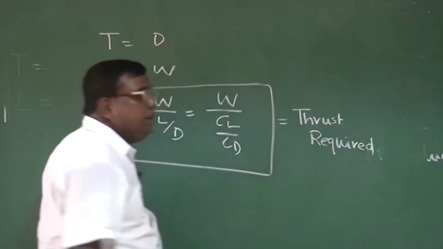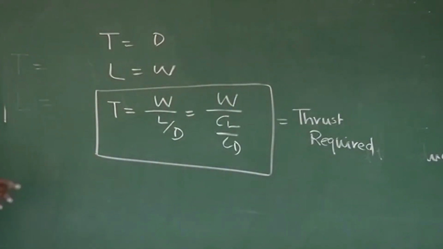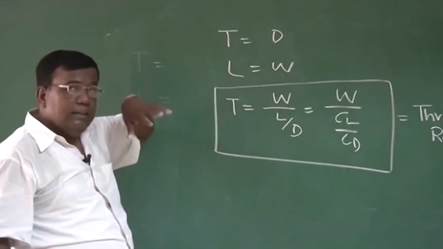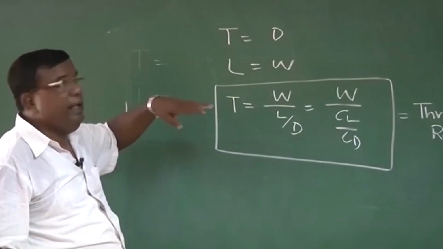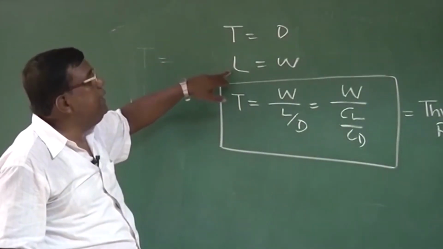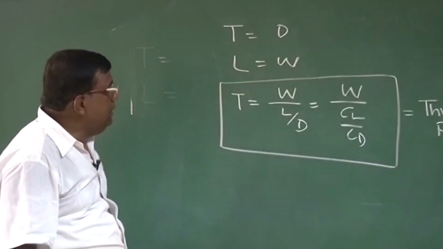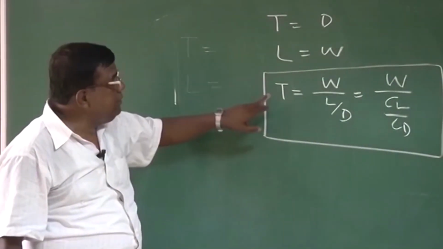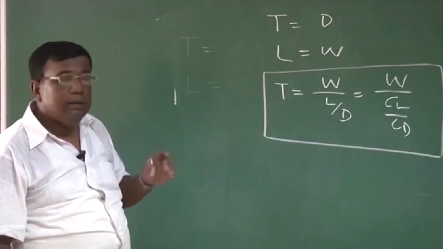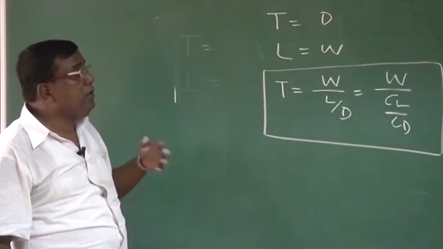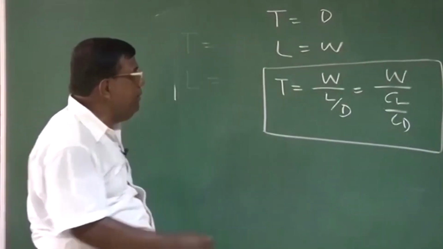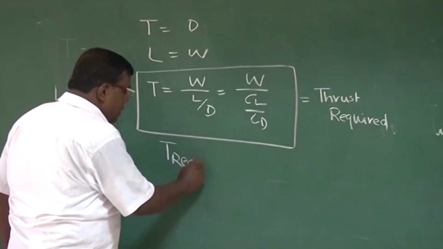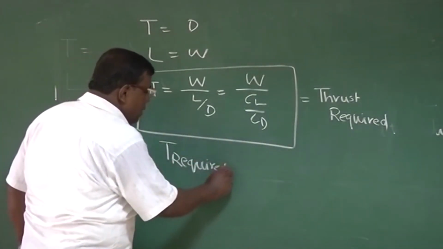Required for what? This is the thrust required for ensuring it is equal to the drag, and there is a sufficient appropriate value of CL at that given speed which maintains lift equal to the weight, right? What is our aim? Our aim should be, I should fly the machine in such a way that thrust required is always minimum, right? Most of the time in the cruise, we'll try to look for thrust required minimum.